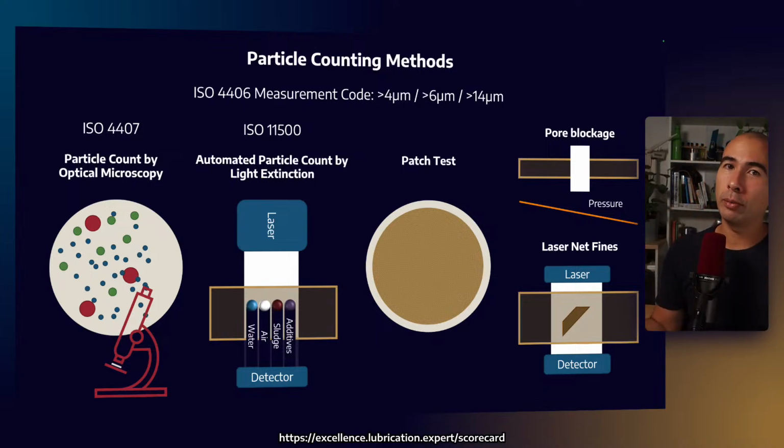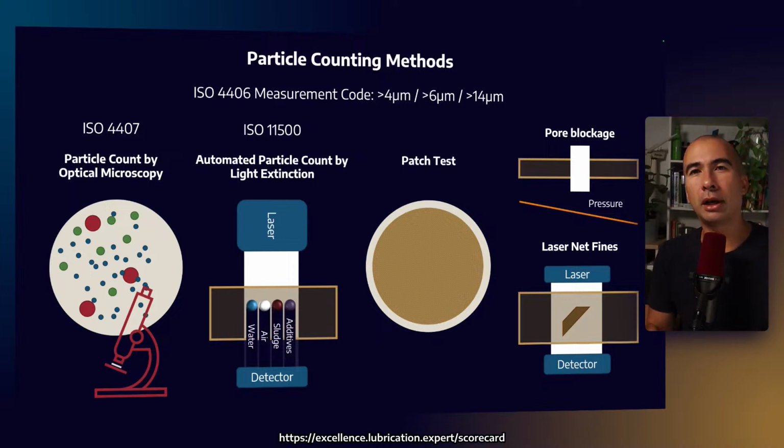We also have automated particle count by light extinction, where we're either shining a light or a laser through the oil sample, and based on the shadows that it casts on a detector, we are getting a measure of the particle count. Unfortunately, air, sludge, additives, water can all cast shadows, and therefore we can get a falsely high reading as a result.